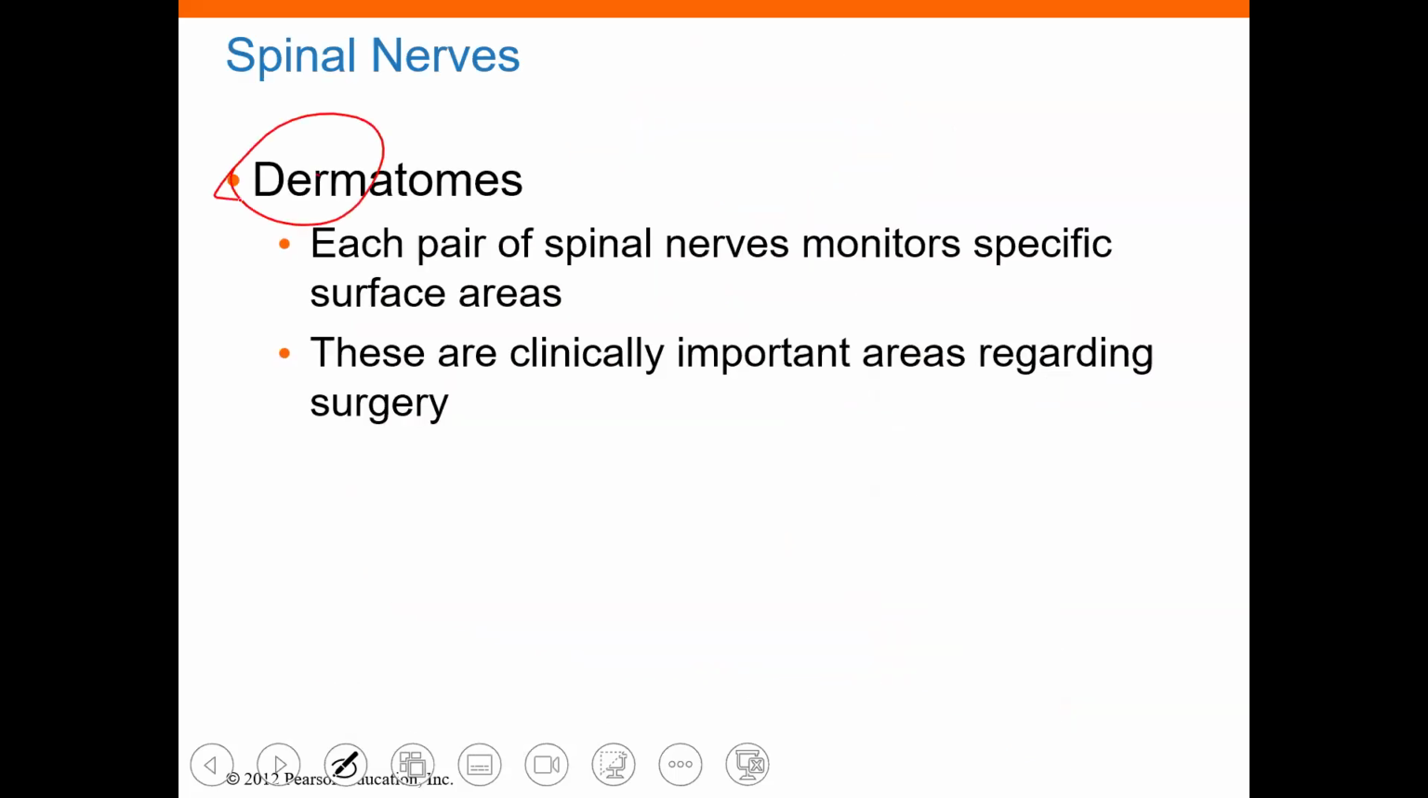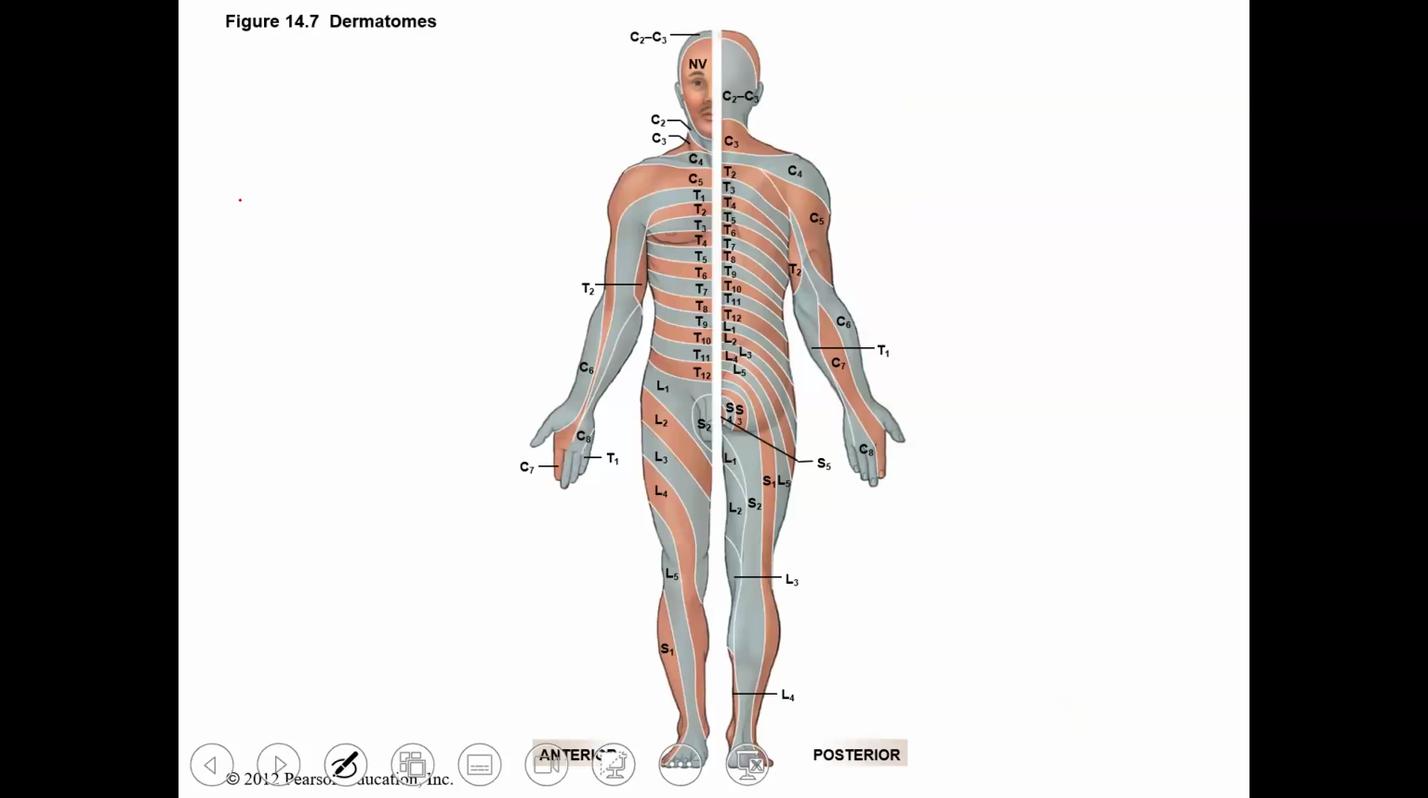Dermatomes. Derm means skin, so the skin that's innervated by these spinal nerves. And each pair of spinal nerves monitors specific surface area, and these are extremely clinically important when we're talking about numbness, tingling, things happening in the spine. And so we see C4 area here, C5 right here, 6, 7 is going to be towards the middle finger and the pointer finger. You can see here. And then C8 is going to be further this way. T1 is going to be into this territory.